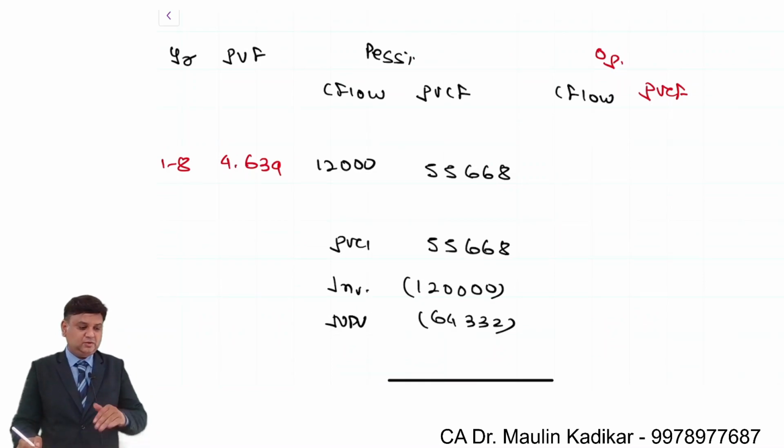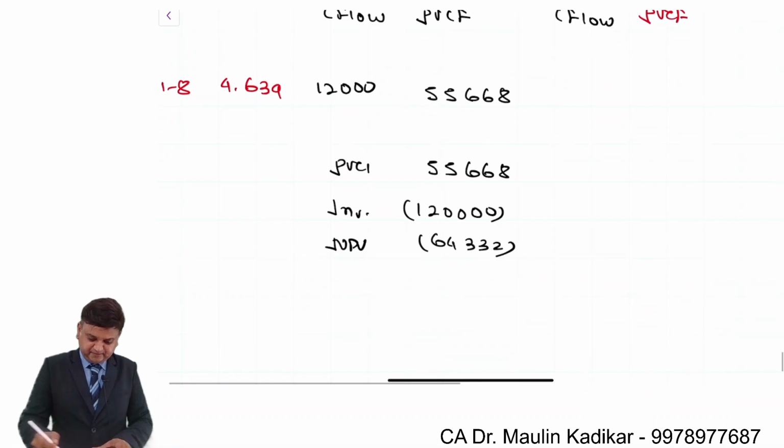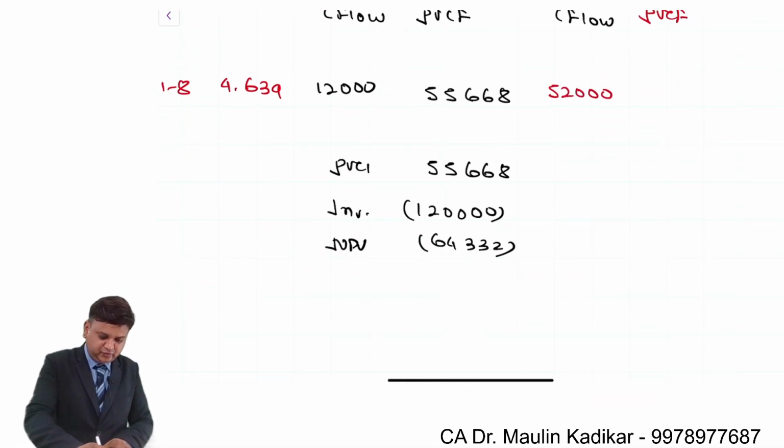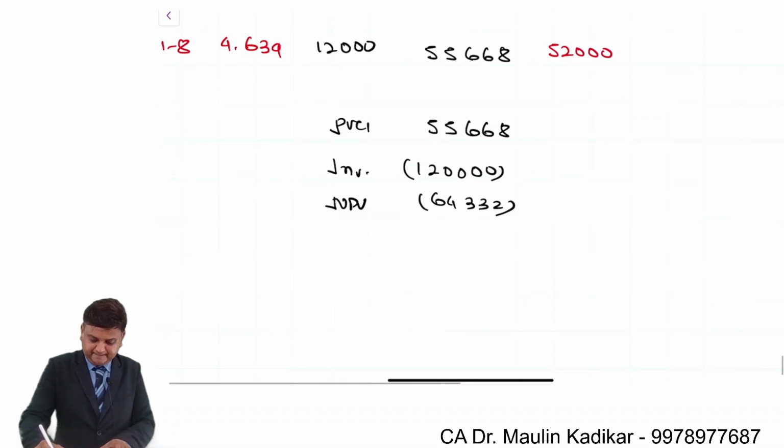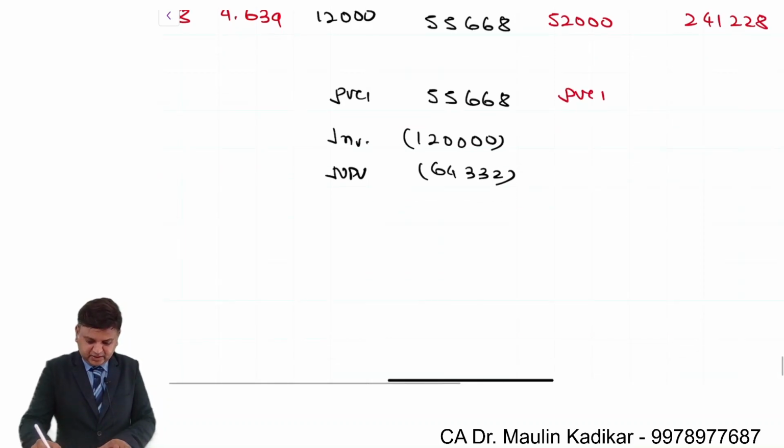In case of the optimistic, the amount of the cash flow is 52,000. 4.639 into 52,000 gives 2,41,228.